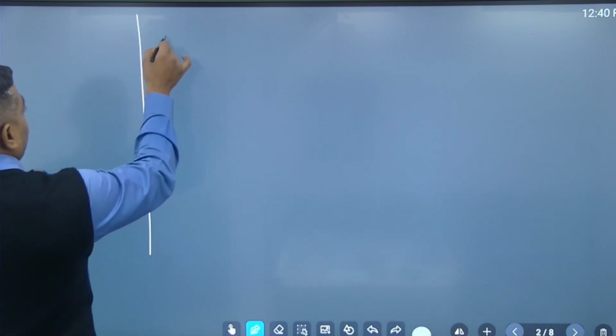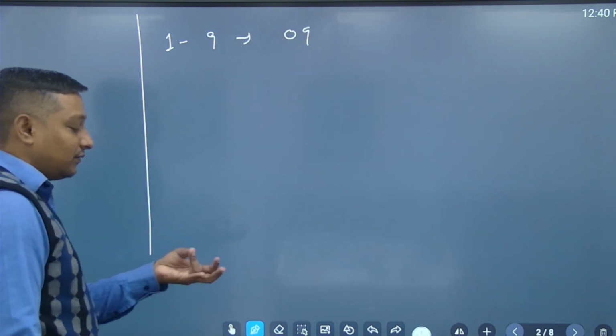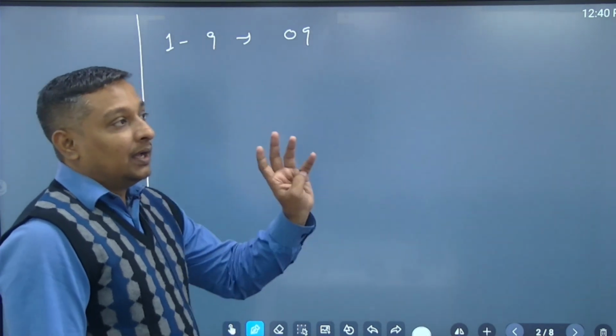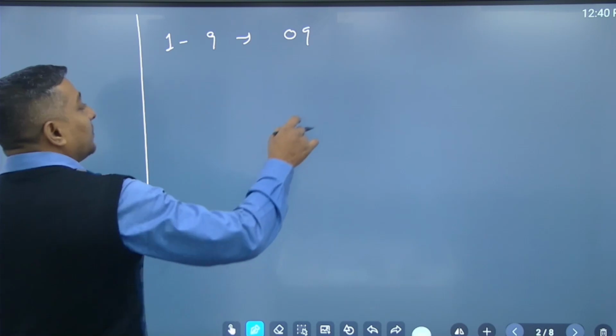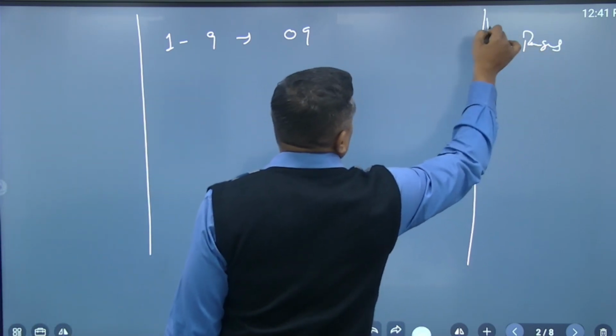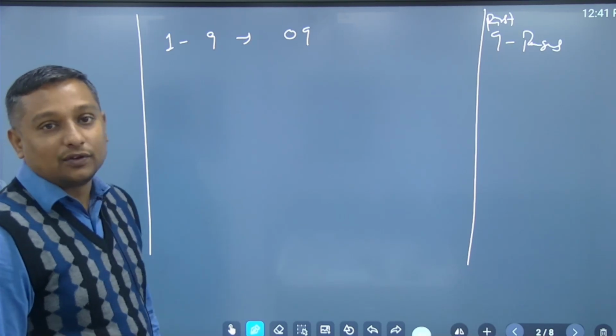From page 1 to 9 I will be using 9 digits. Those are 1, 2, 3, 4, 5, 6 and so on. By mistake I said 0, but the first page, that is 1, up to 9 I will be using 9 digits. So to represent the first 9 pages, I have used 9 digits.